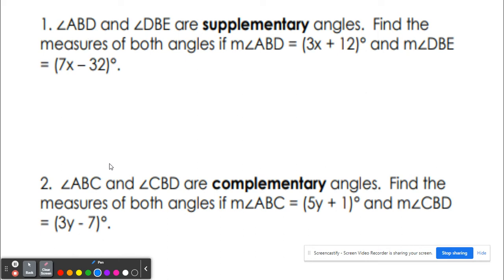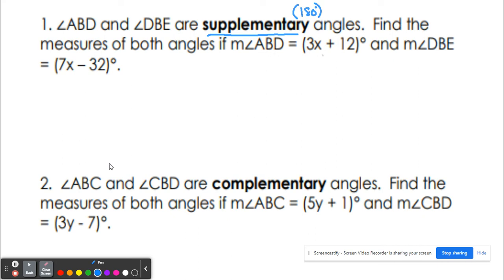All right, so let's look at these problems together. I have angle ABD and DBE are supplementary. So remember, when I see the word supplementary from now on, I'm going to think, oh, that means 180 degrees, okay? We're going to find the measure of both of those angles.